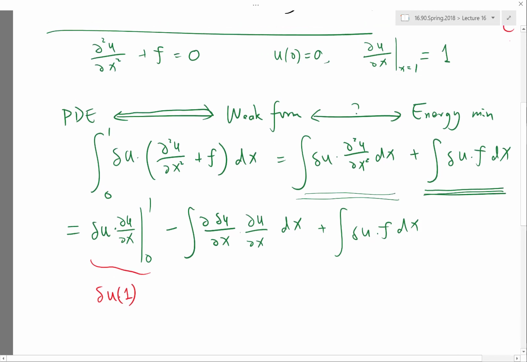Okay, but this Neumann boundary condition, which sets the derivative, is not going to fix my solution at all. Instead, what we get is an additional term in the weak form, right? So my weak form becomes two integrals, right, plus a boundary term.